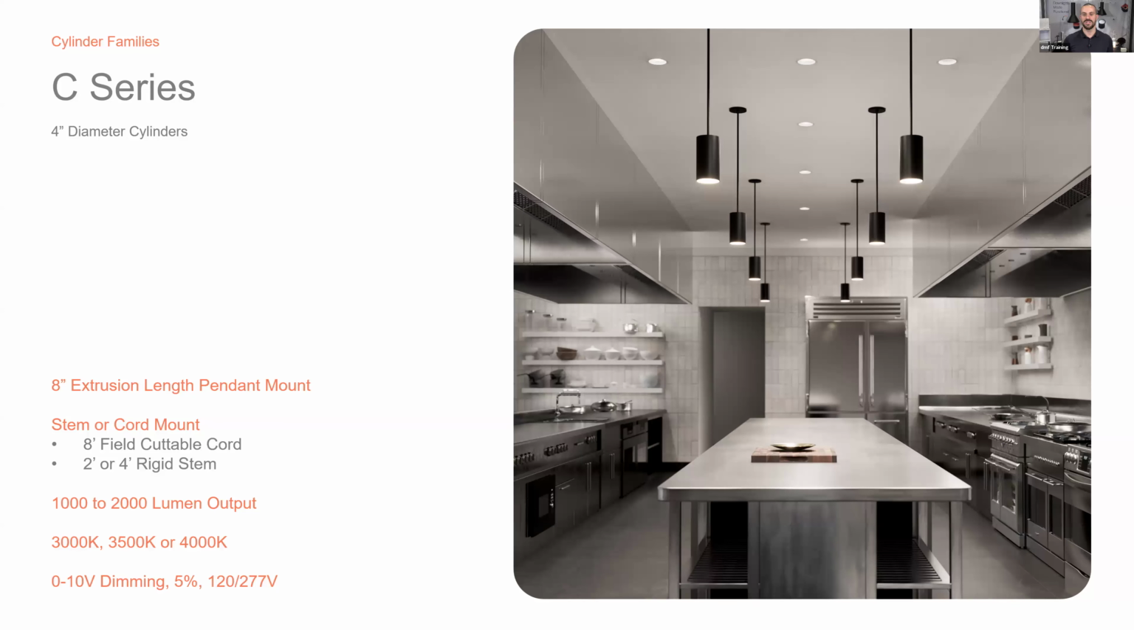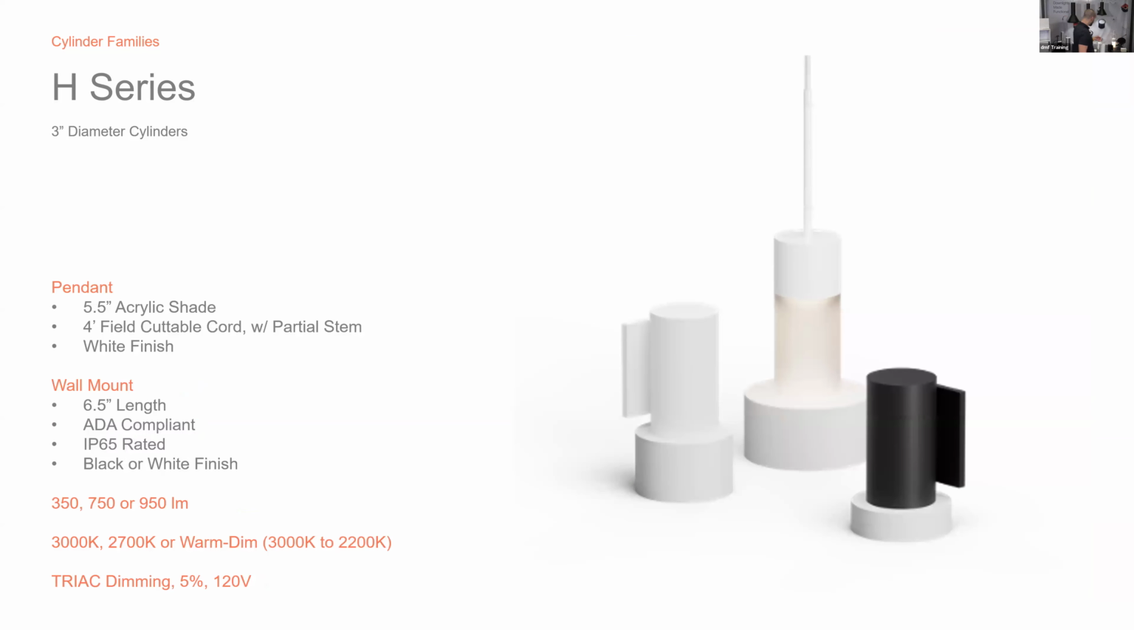Just like the M series, those stems are not going to be field modifiable. So you have that set 2 or 4-foot length, or again, an 8-foot field cuttable cord. The C series features a 1000 to 2000 lumen module, so you have 1000, 1500, or 2000 to choose from in your specification. We have black or white finishes and 3 standard CCTs of 3000, 3500, or 4000. It's available in 0 to 10 volt, 5% dimming, and that's a dual voltage driver, so no specification on the voltage for that. And then finally, that brings us over to our H series cylinders.